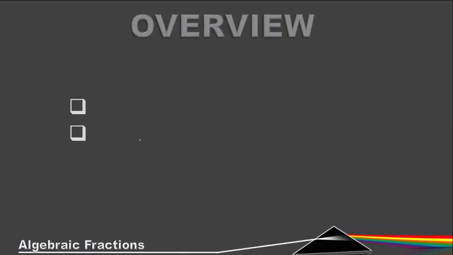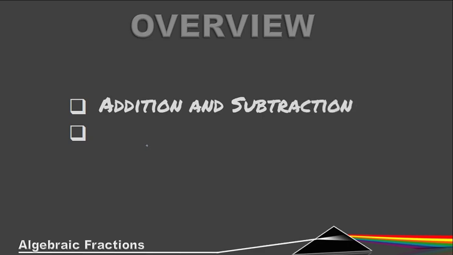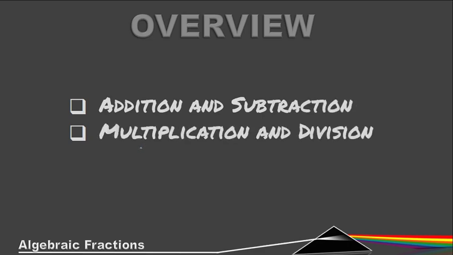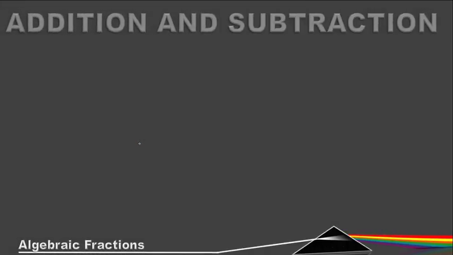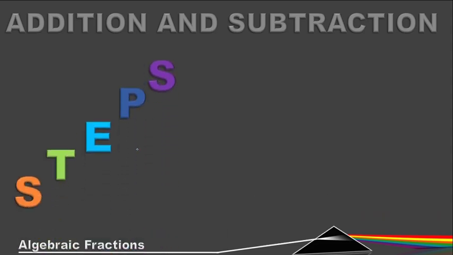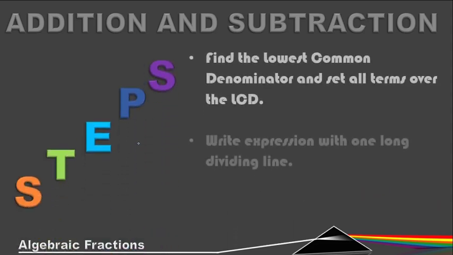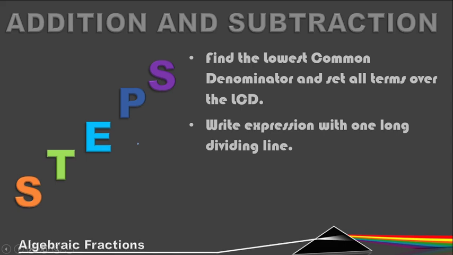So an overview on what we'll be doing in this video. First we'll look at addition and subtraction of algebraic fractions, and then multiplication and division. Now just for the steps on addition and subtraction. The first one is to find the lowest common denominator and set all terms over the lowest common denominator.